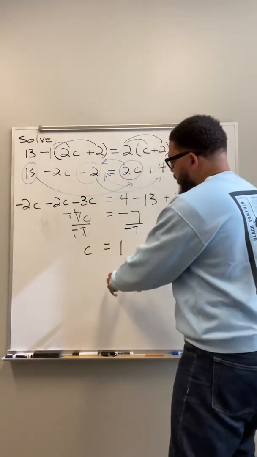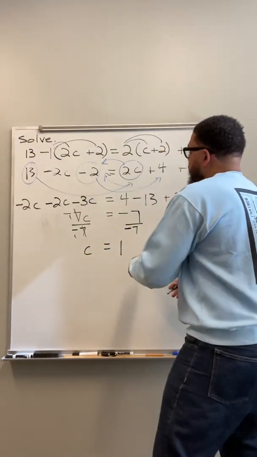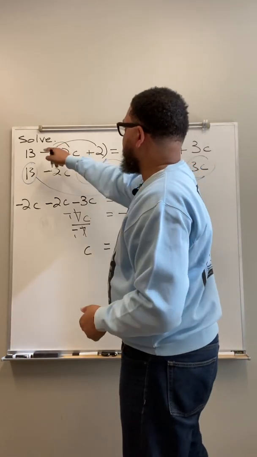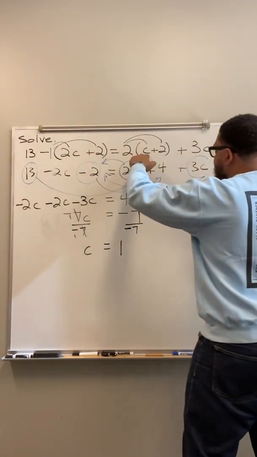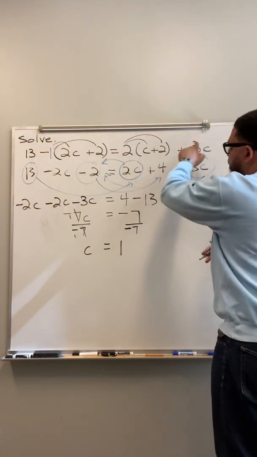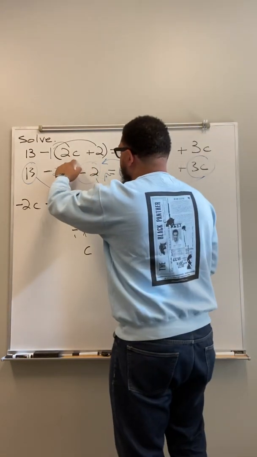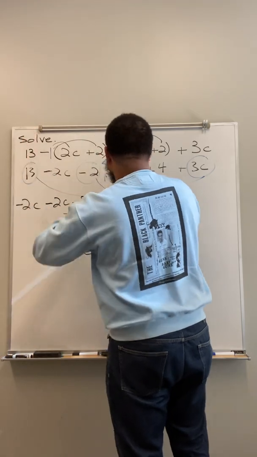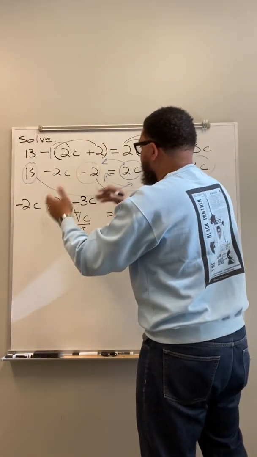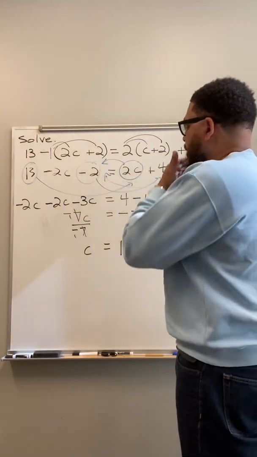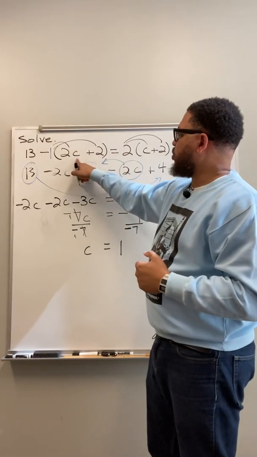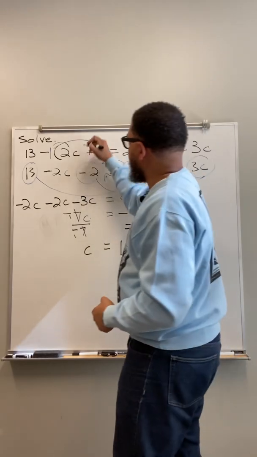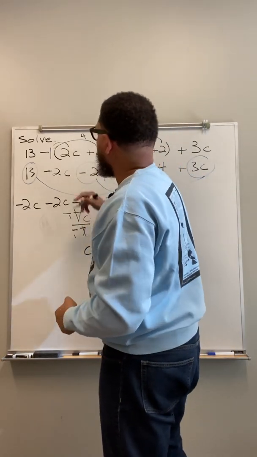So how do we check our work? We think that C is equal to 1. So that means I should be able to go back into the original equation and substitute 1 for C wherever I see a C. Here, here, and here. And then calculate the left side, calculate the right side, and they should be two numbers that equal each other. So check this out. I'm going to do this mentally. 2 times 1 is 2. 2 plus 2 is 4.